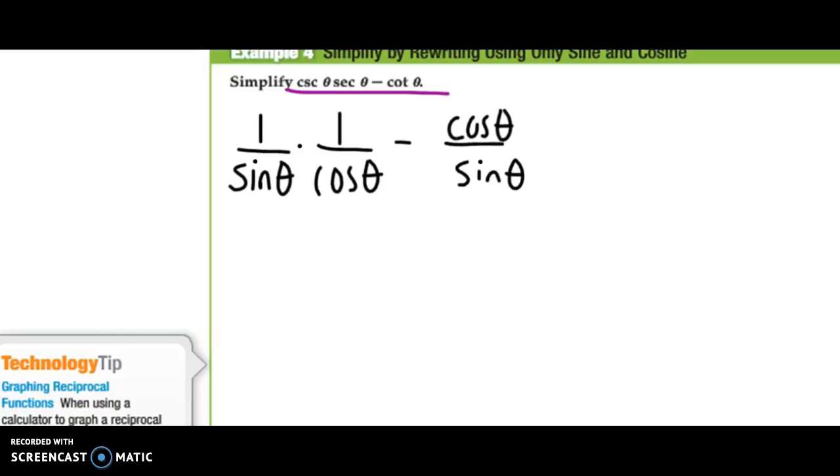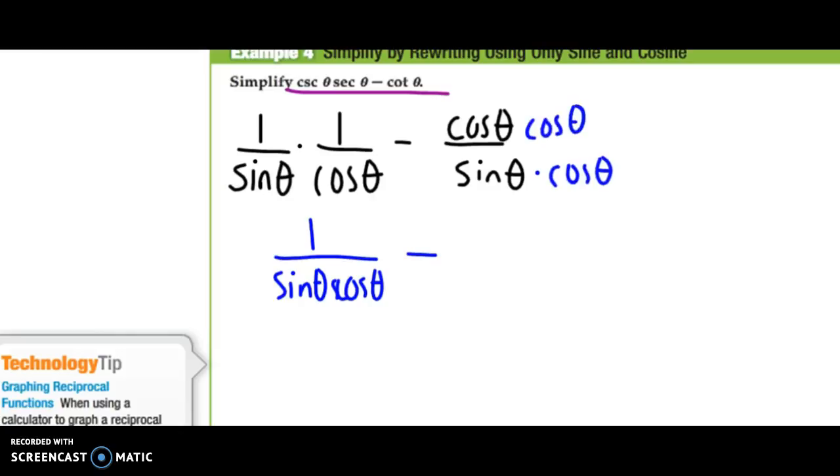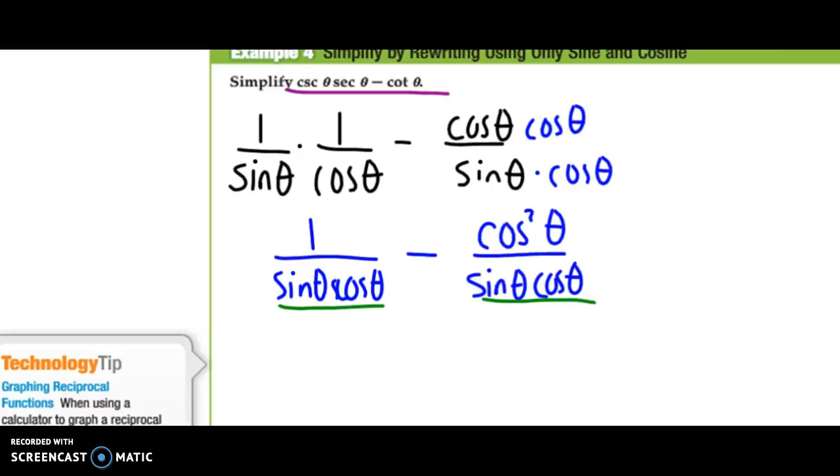Now, if I simplify the first part, I just get sine theta over cosine theta. Okay, sine theta, cosine theta, minus. And now if you ever want to add or subtract, you have to have a common denominator. So I need to multiply this top and bottom right here by cosine of theta. Now why do I do that? Because now I have cosine squared of theta on top and sine theta, cosine theta on the bottom. Now notice, this and this are the same.